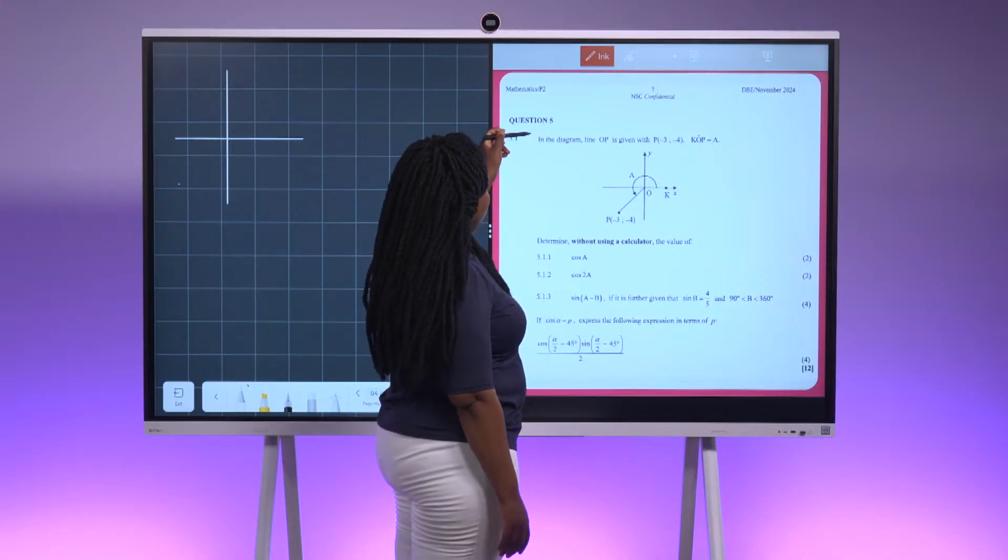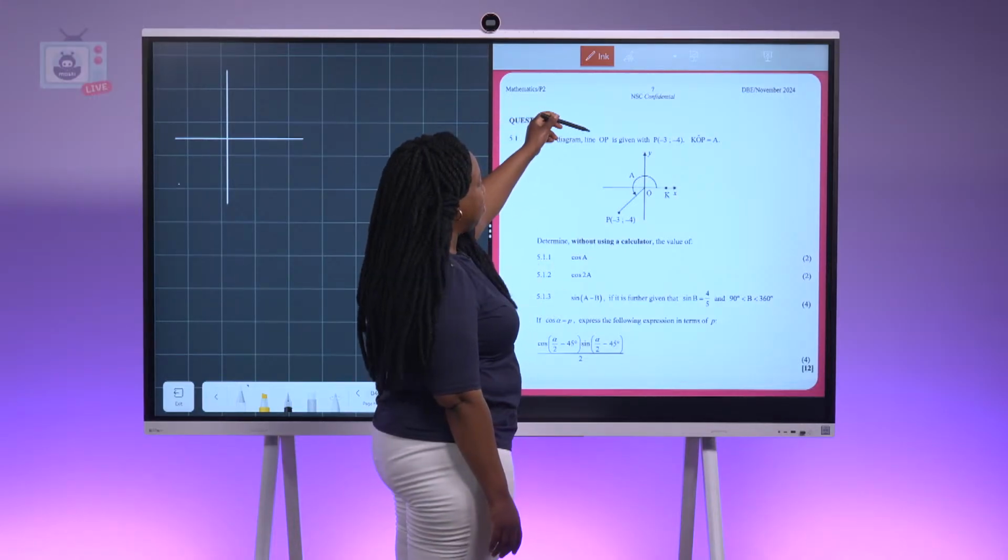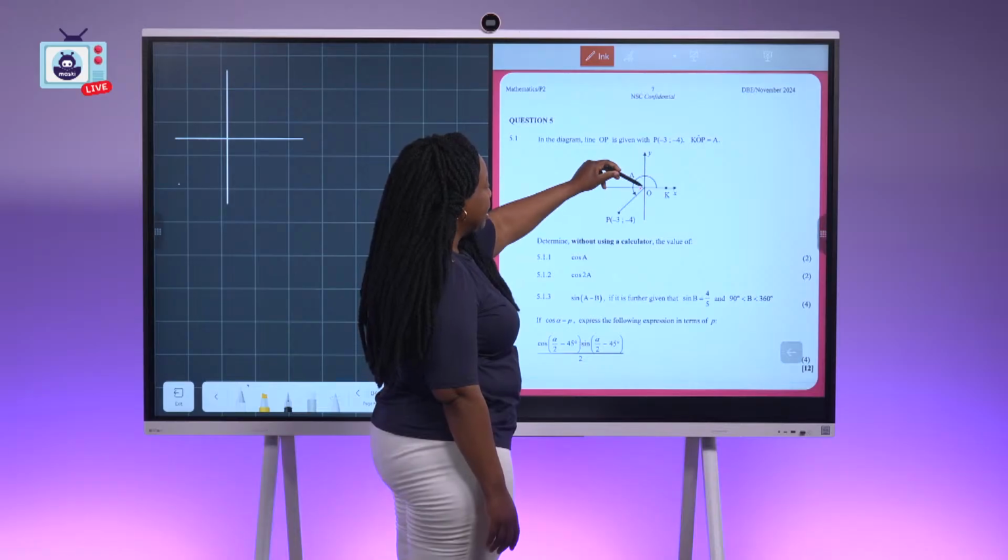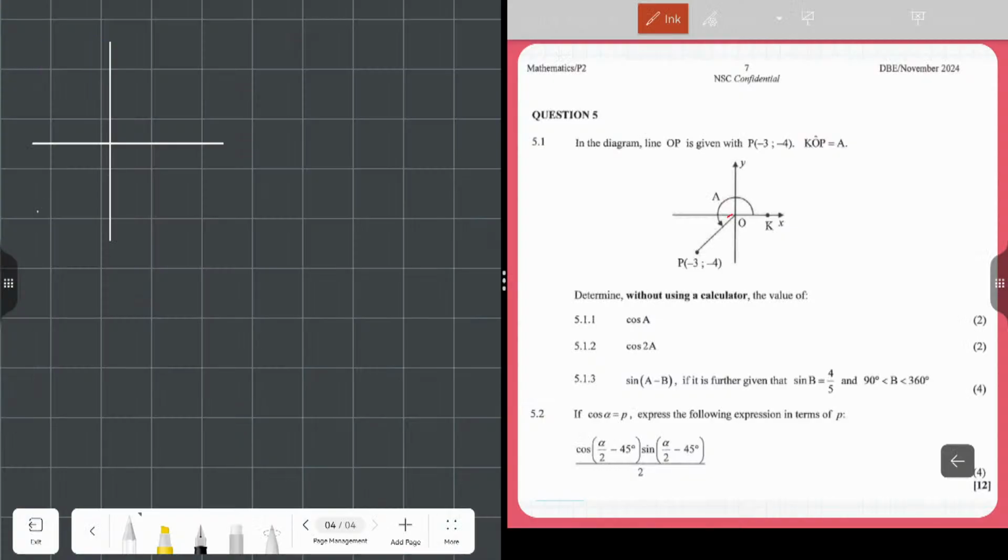So here, for example, we are told in the diagram that line OP, which is this line here, is given with point P (-3, -4). So we already know that means we have the X and Y coordinates. With the X and Y coordinates given to us, and knowing we are in trig, we know we need r. So if we need r, we need to quickly join our right-angled triangle, and we start labeling productively. That's why I said let's start by drawing our Cartesian plane.